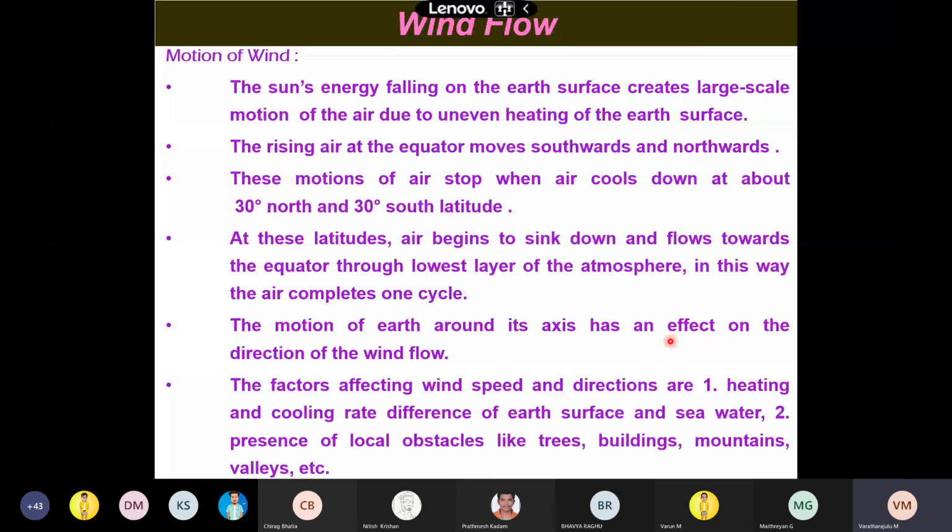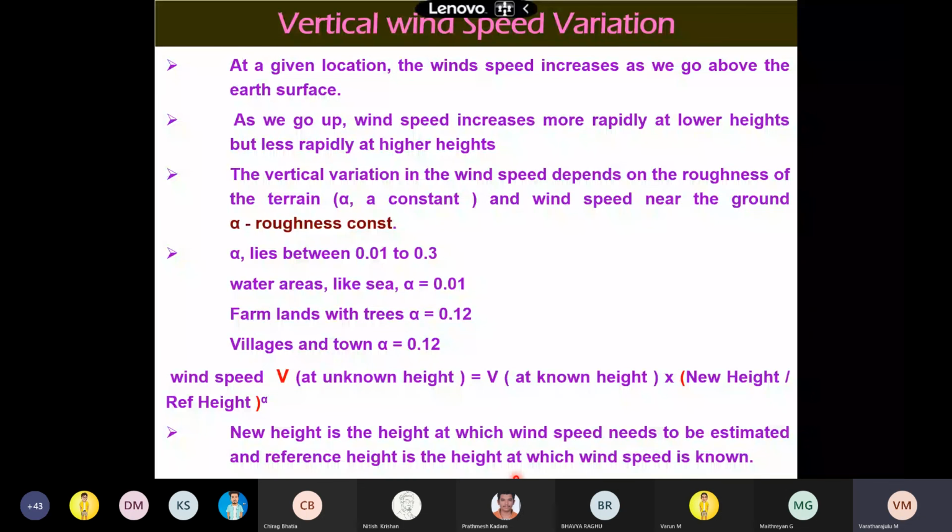Therefore, this was the vertical wind speed variation at a given location. The wind speed increases as we go above the Earth's surface. As we go up, wind speed increases more rapidly at lower heights, but less rapidly at higher heights. The vertical variation in the wind speed depends on the roughness of the terrain. See, alpha is a constant, and wind speed near the ground. See, this was the calculation of the wind speed, and alpha lies between 0.01 to 0.3.